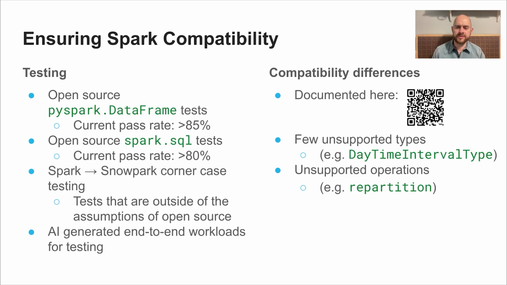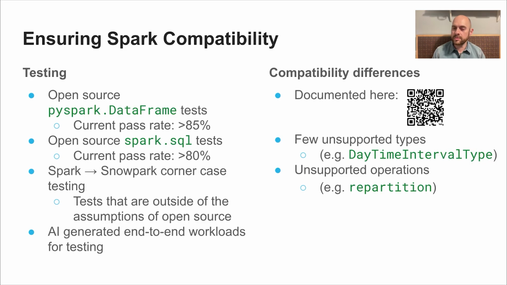On the compatibility differences side, all of our compatibility differences are documented at this QR code. They're in the documentation for Snowflake. Just to highlight a couple of things, there are a few types that aren't currently supported. One of the examples that I have here is daytime interval type. Take a look at the link at the QR code if you're interested in more on that. And then on the unsupported operations side, I wanted to flag repartition here.